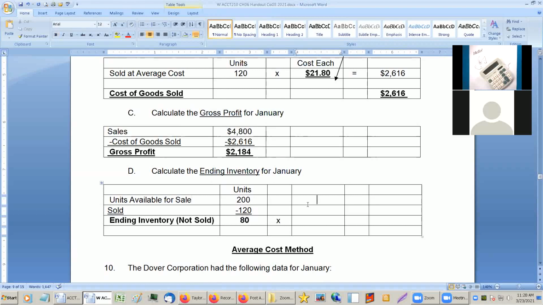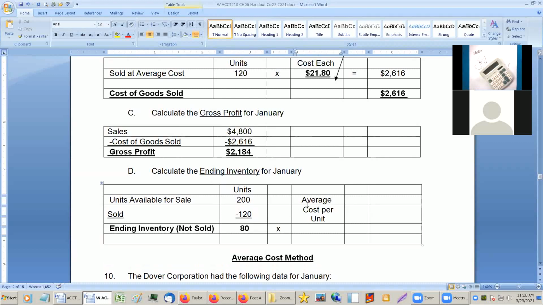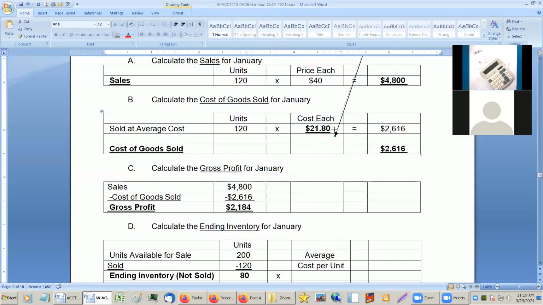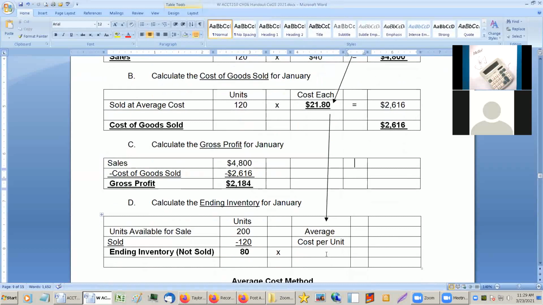Times average cost per unit. Oh, this guy goofed up. Let me start from here. The same one, $21.80. Equals some number. $1,744.